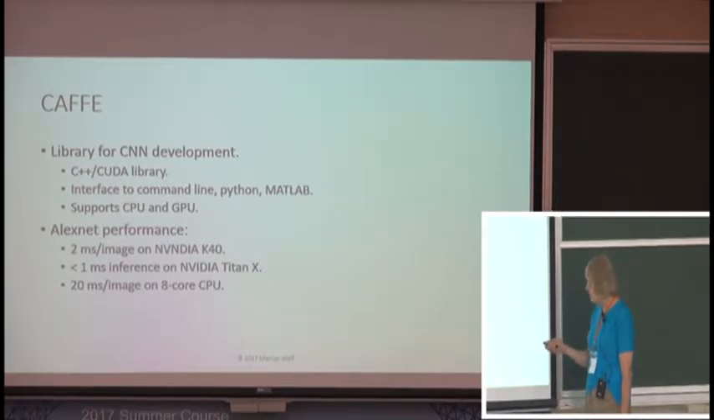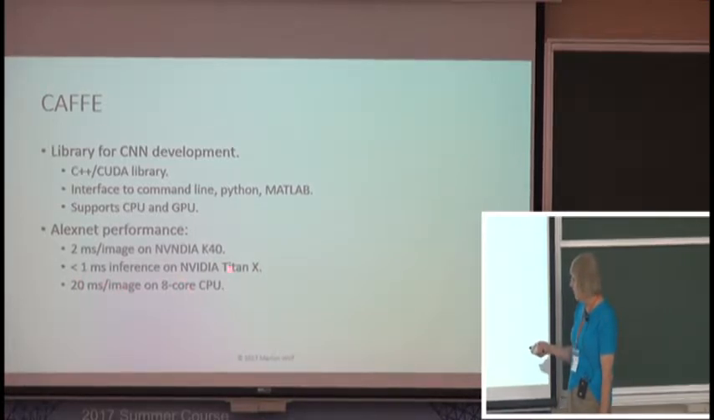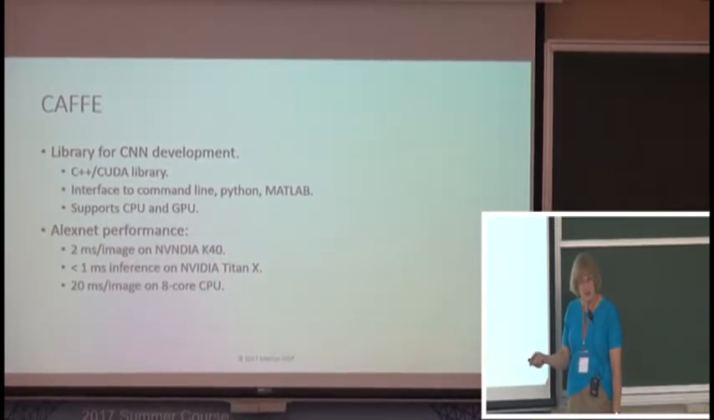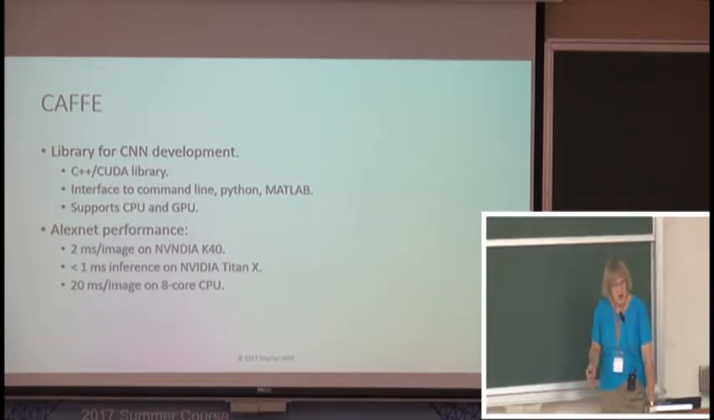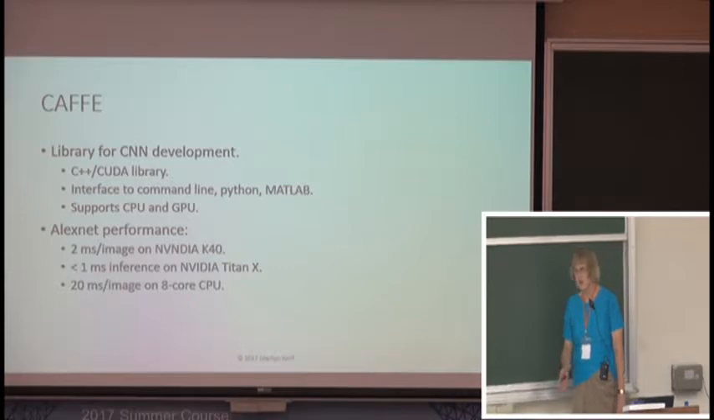For AlexNet, as one example, on an NVIDIA K40, you can run 2 milliseconds per image. Pretty good. Less than 1 millisecond inference on a Titan X, which is a bigger processor, and 20 milliseconds per image on an 8-core CPU. So factor of 10 difference between an 8-core CPU, which is a pretty nice processor, and a mid-range GPU accelerator. And it gives you a pretty abstract programming environment that is tailored for neural networks.